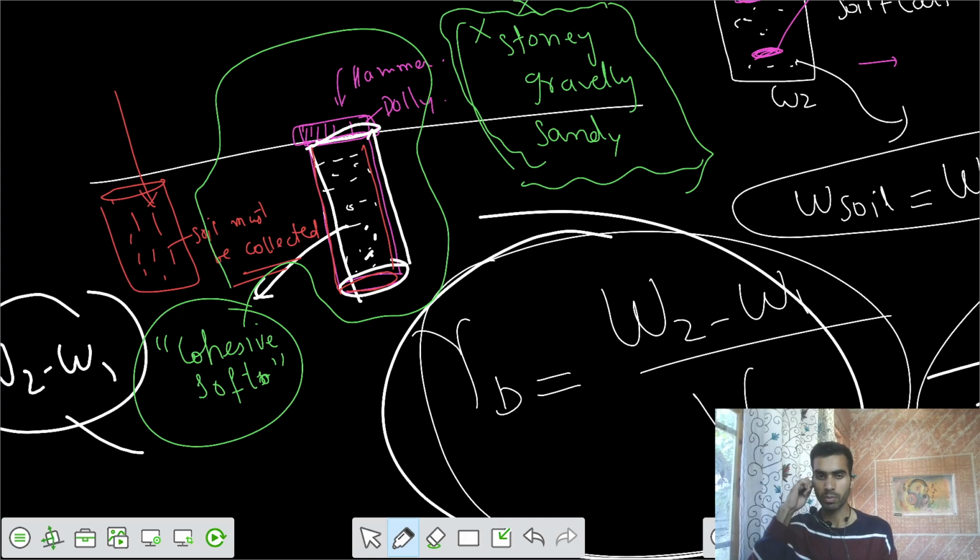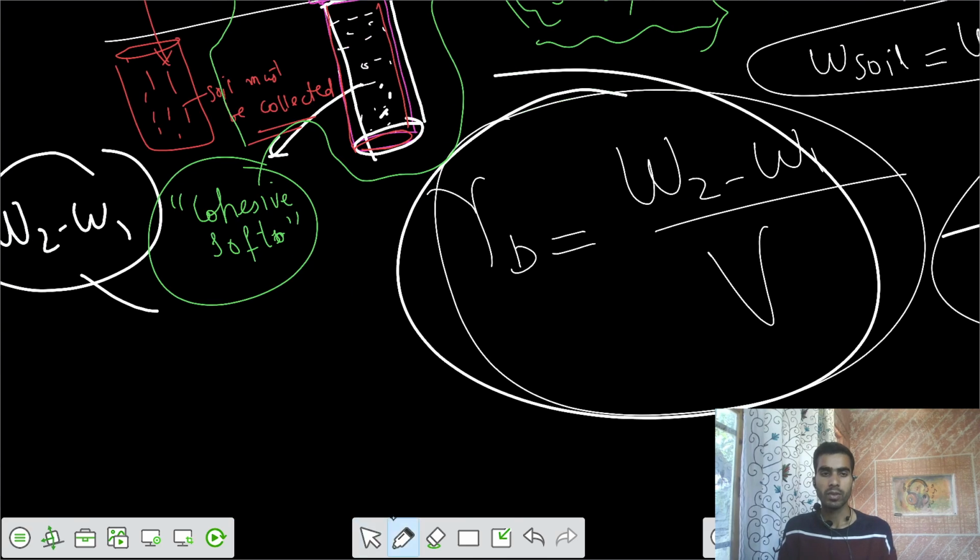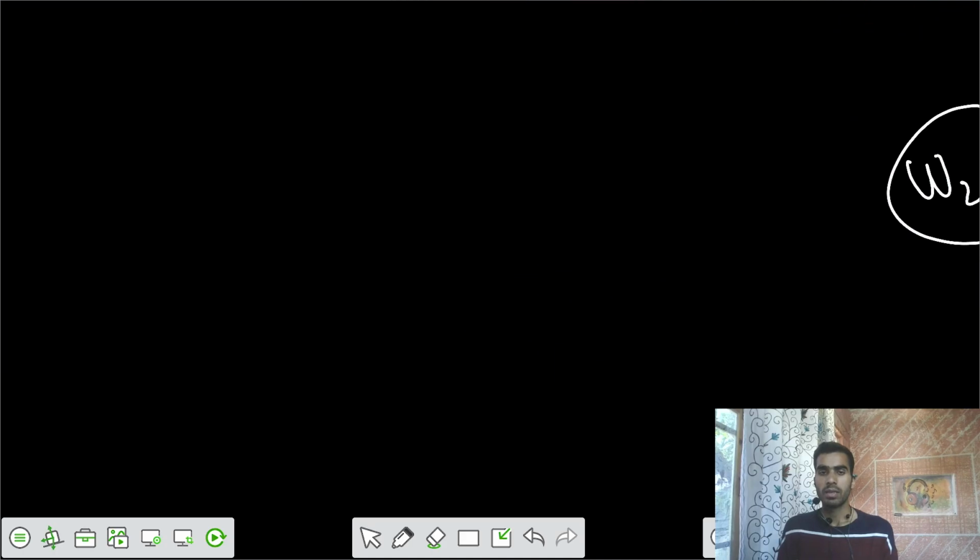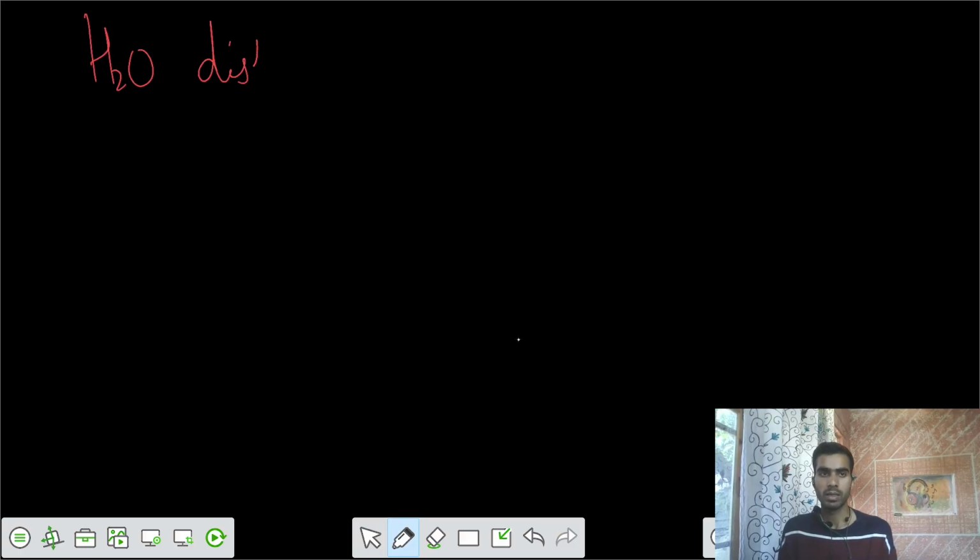So that's your core cutter method. Okay, let's go to the second one. This cohesive soil, we also call fine grained soils. That's clay, silts, fine grained soils. Let's go to the second method that we call the water displacement method. Very important one.